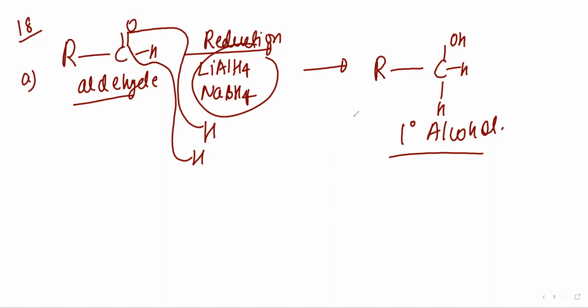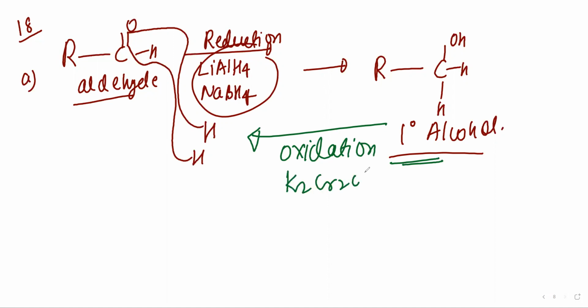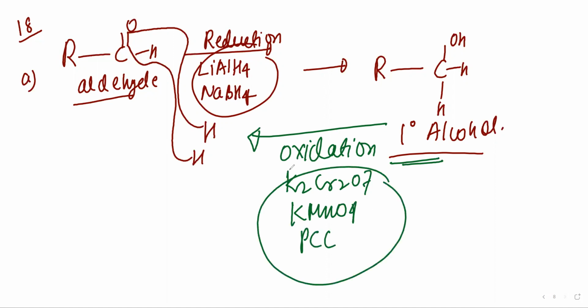So when you reduce aldehyde, it forms alcohol. And when we do the reverse reaction, oxidation, by using K2Cr2O7, KMnO4 or PCC, these all are oxidizing agents, removal of this hydrogen will be done and aldehyde will be formed, right? So this is the reversible reaction. When we do aldehyde reduction, it forms alcohol, and when alcohol does oxidation, it forms aldehyde. So this is the reversible process. So next statement.